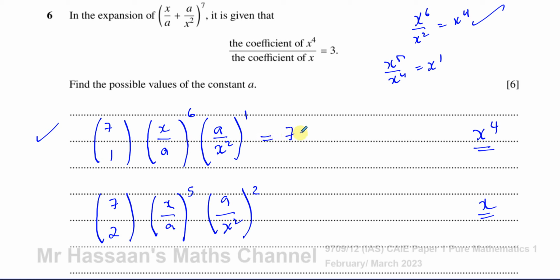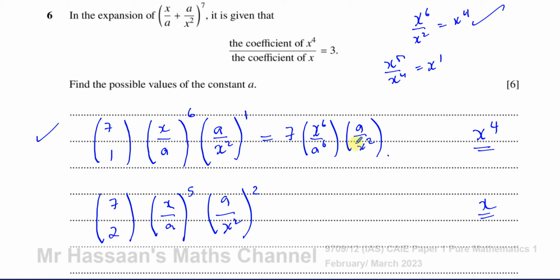7C1 is 7. So I have 7 times x to the power of 6 over a to the power of 6, and this is going to be a over x to the power of 2. Sorry, not 4, a over x to the power of 2.